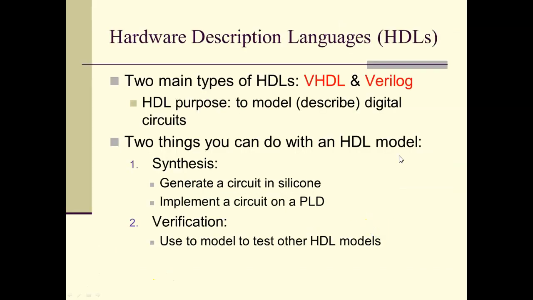So there's two main types of hardware description languages out there, which would be VHDL and Verilog. Once again, we'll be using Verilog. These hardware description languages have one purpose, which is to model digital circuits, which is another way to say describe digital circuits. So once you generate that model, there's two things you can do with it.